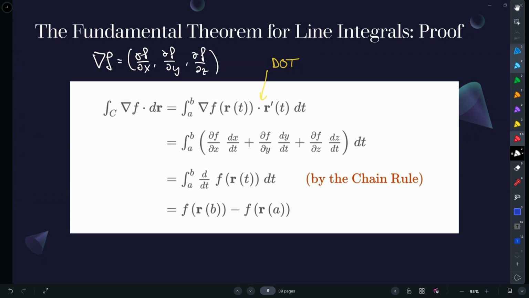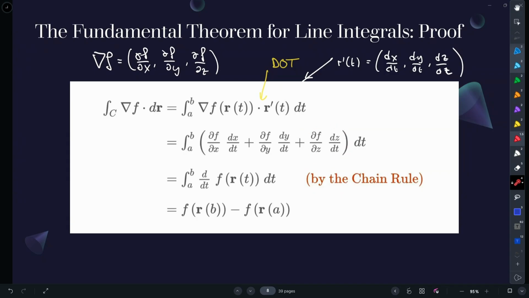evaluated at r of t, and then what is this? r prime of t is dx/dt, dy/dt, dz/dt, where x, y, and z are the functions that are the x, y, and z coordinates of r of t. If you do the dot product of this and this, what do you get? Partial f partial x times dx/dt, plus this plus this.